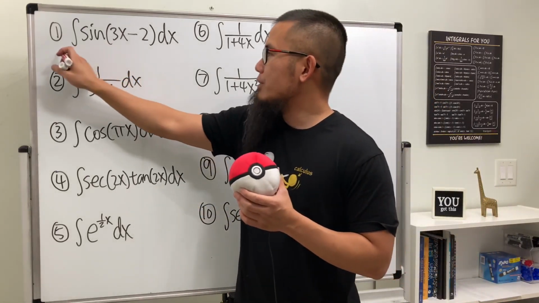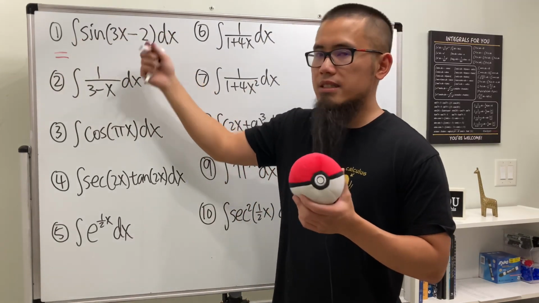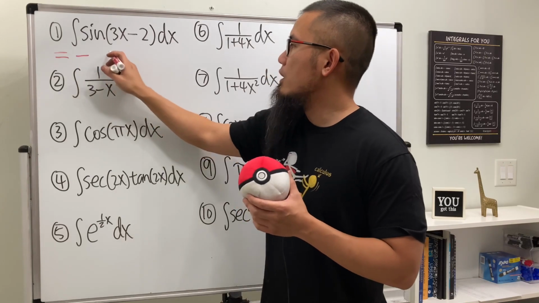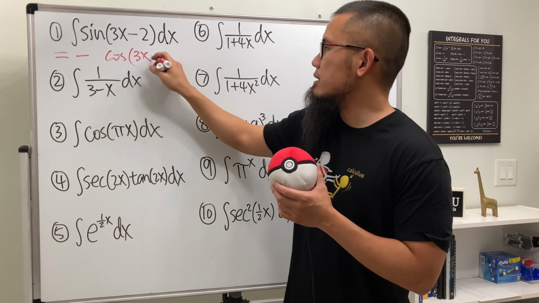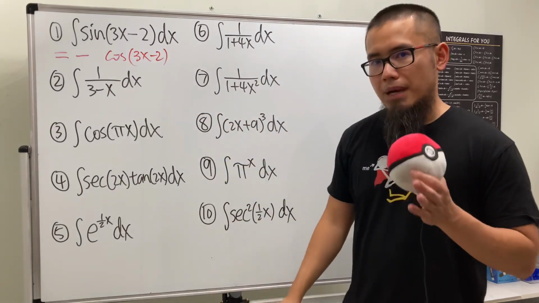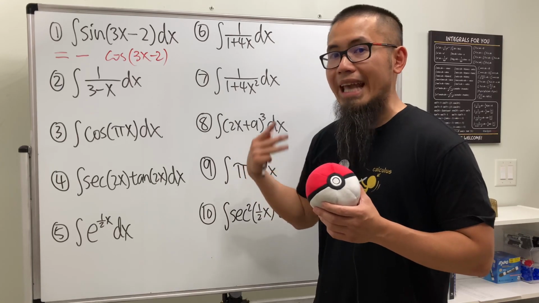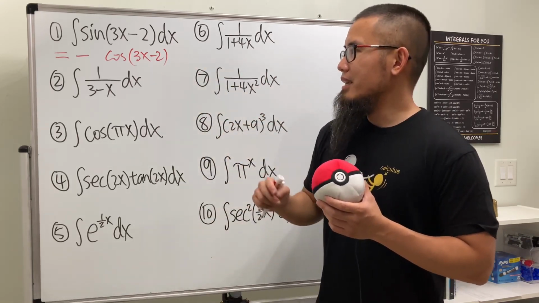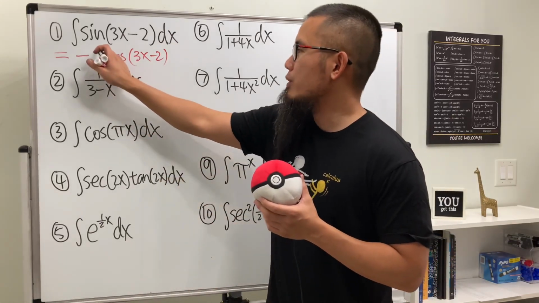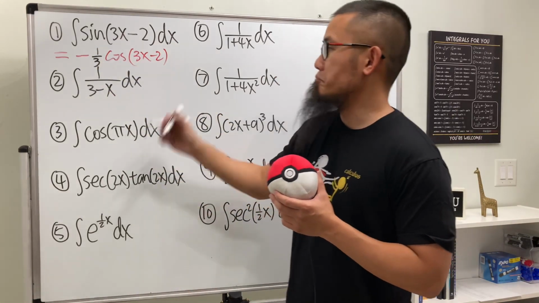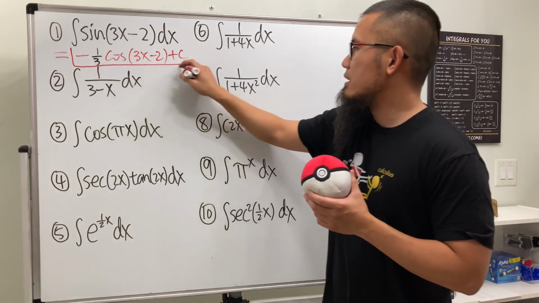Well, we just have to go ahead and ask ourselves, how do we integrate sine u? And the answer for that is negative cosine u, and the u is just the input, which is 3x minus 2. But the derivative of this right here is a 3, and we have to do the antiderivative for this indefinite integral. So we divide it by the 3. So I'm going to put down a 1 over 3 right here. That's it. And then of course put on the plus c. That's it for the first one.